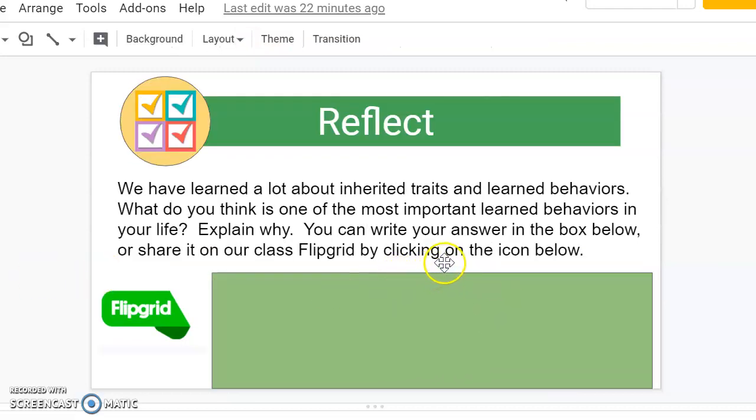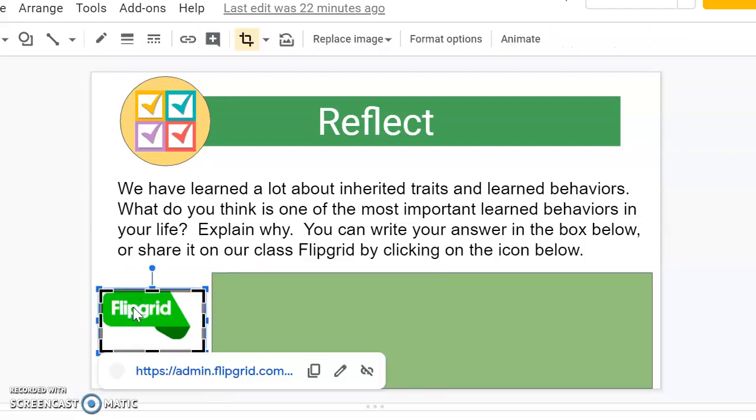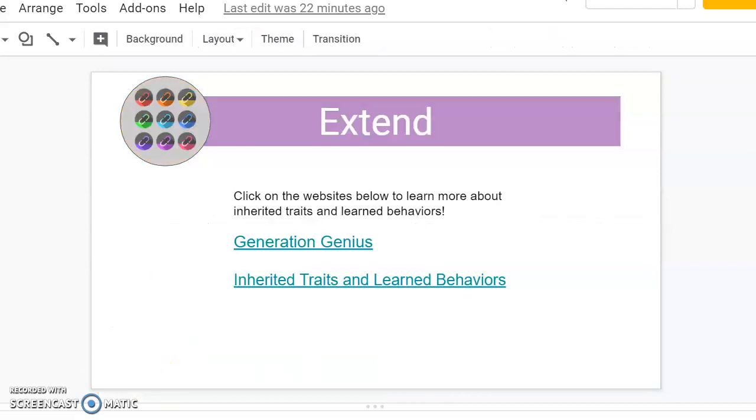And for the reflection, we have learned a lot about inherited traits and learned behaviors. What do you think is one of the most important learned behaviors in your life? Explain why. You can write your answer in this box right here, or again, similar to the share portion previous, you can record your answer on Flipgrid. And these 2 websites right here are great extensions if you want to learn more about inherited traits and learned behaviors.